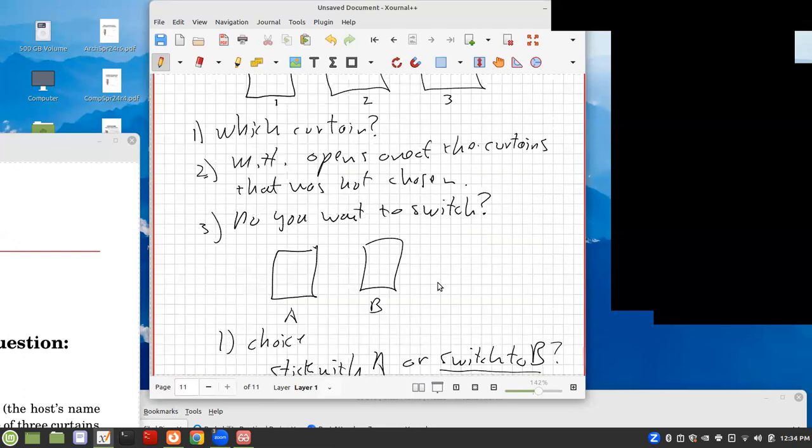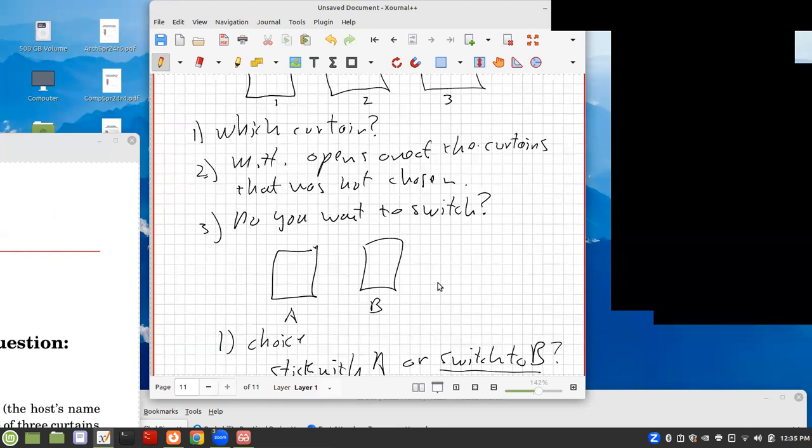What happens if I test your understanding of this by saying, what happens if you have four windows or five windows and the rules are different? After five windows, he opens one of the curtains, but not all of them. Or if you have five curtains and you choose one and he opens three of the curtains and asks you, do you want to switch? What's the probability and how do you justify that?